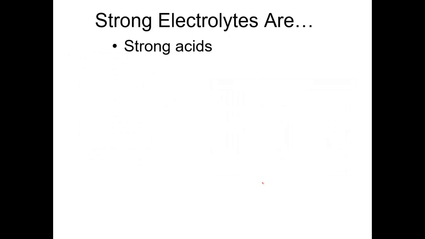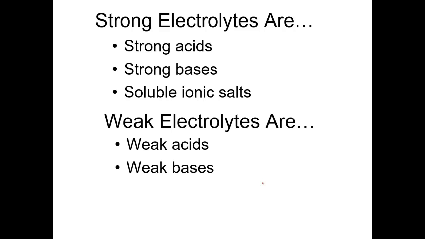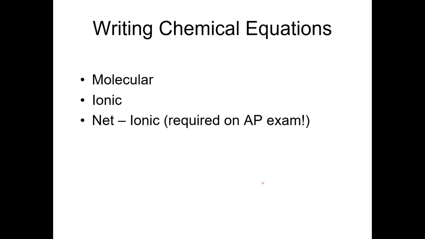So, strong electrolytes: strong acids, you need to have those memorized. Strong bases, got to have those memorized. Soluble ionic compounds. Weak electrolytes are weak acids and weak bases. So if it's not on your strong list of acids or bases, you're going to assume that it's weak. And non-electrolytes are anything else, in particular molecular compounds or precipitates, things that are not soluble.